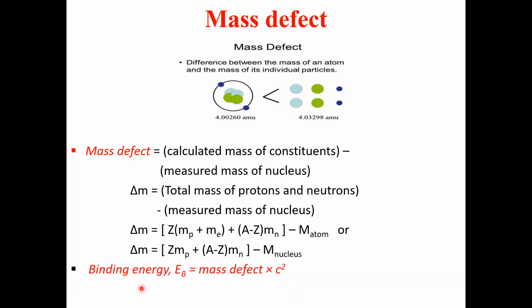So binding energy, which we denote by E with the subscript B, is equal to the mass defect multiplied by c squared. So binding energy, E_B, is equal to delta M, that is the mass defect, in units of AMU, multiplied by the value of c squared, which in terms of energy units is equal to 931.5 mega electron volts.